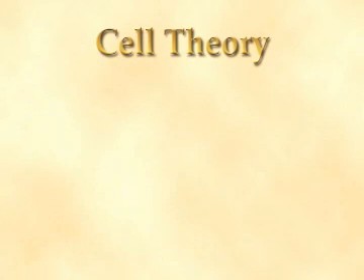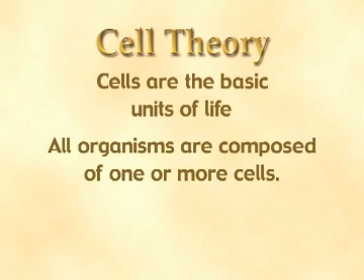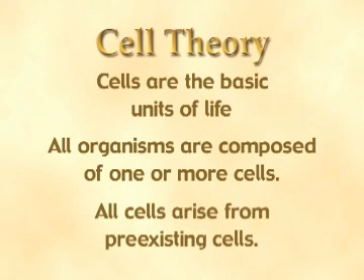There are 3 ideas to the cell theory. Cells are the basic units of life. All organisms are composed of 1 or more cells. And all cells arise from pre-existing cells.